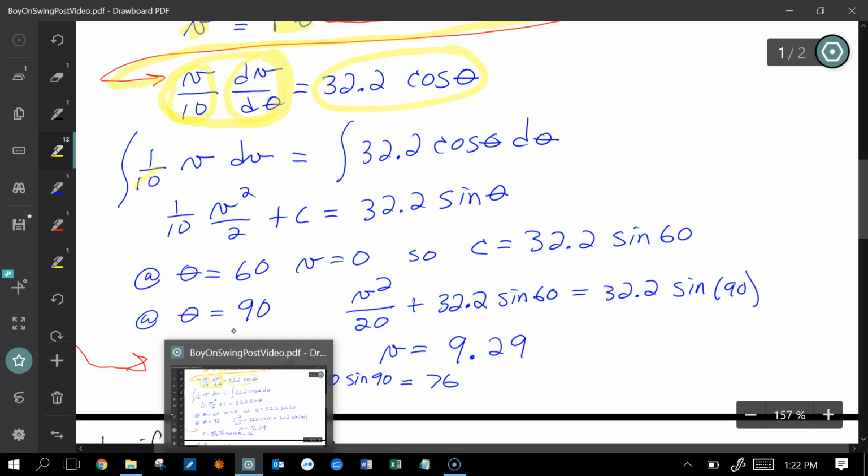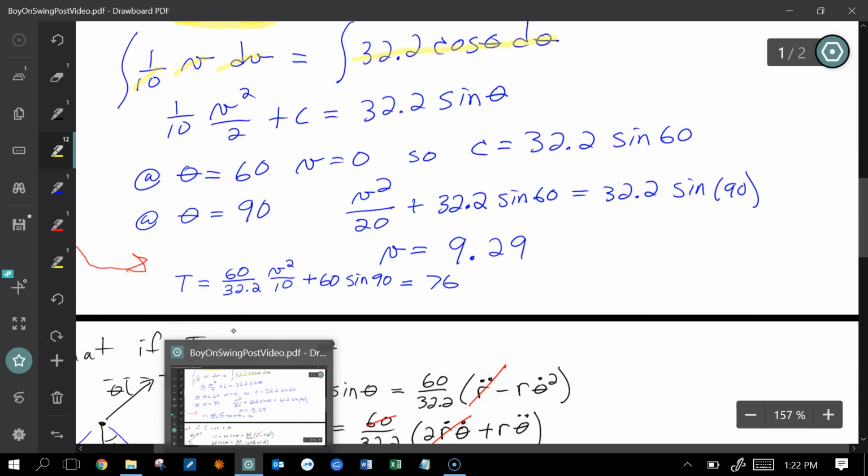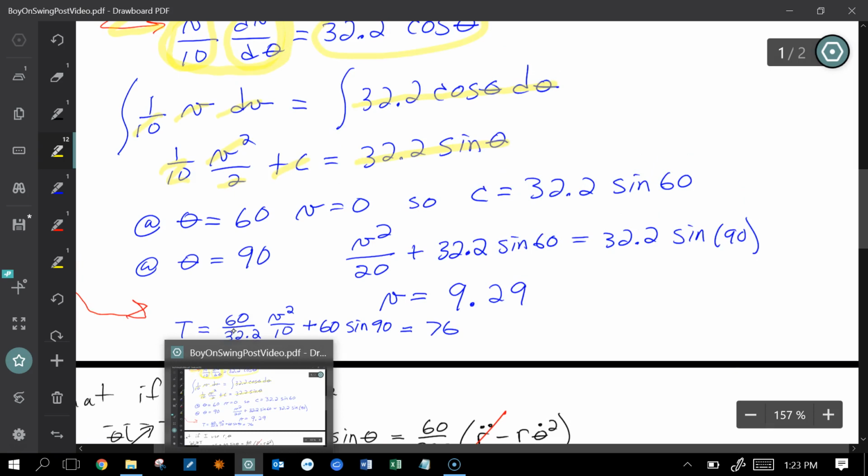I'm going to leave the 10 over here. V dv, integrate 32.2 cosine theta d theta. Integrate this guy, you're going to have 1/10 V squared over 2 plus a constant, and then integrate the right hand side, you have 32.2 sine of theta.